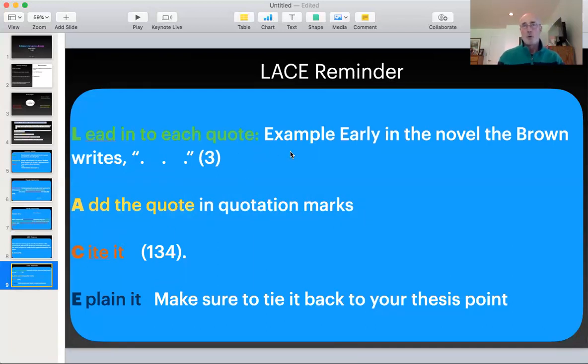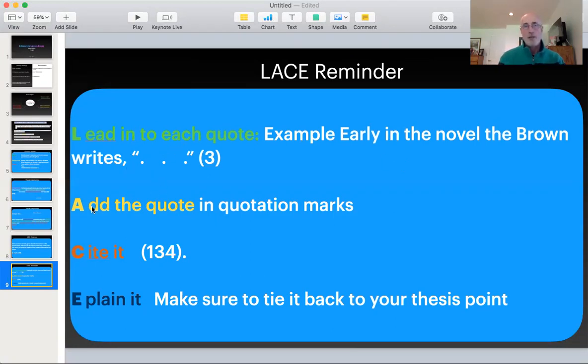We have learned all quarter that you need to lace your quotes, okay? Every time you're using a quote or a statistic that you got from somewhere, or really information you directly got from somewhere, you should have a lead-in to it, okay? So that could look like this. Early in the novel, Brown writes, okay, so I've told where and who, which is what I taught you to do. Your lead-in should give where and who, okay?